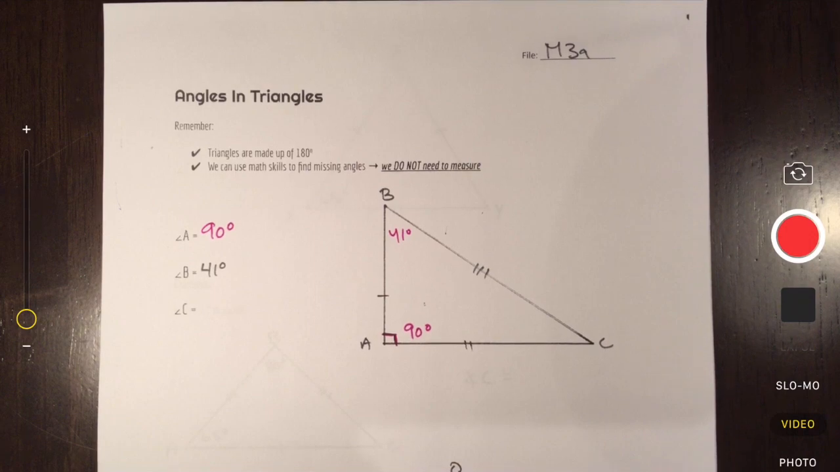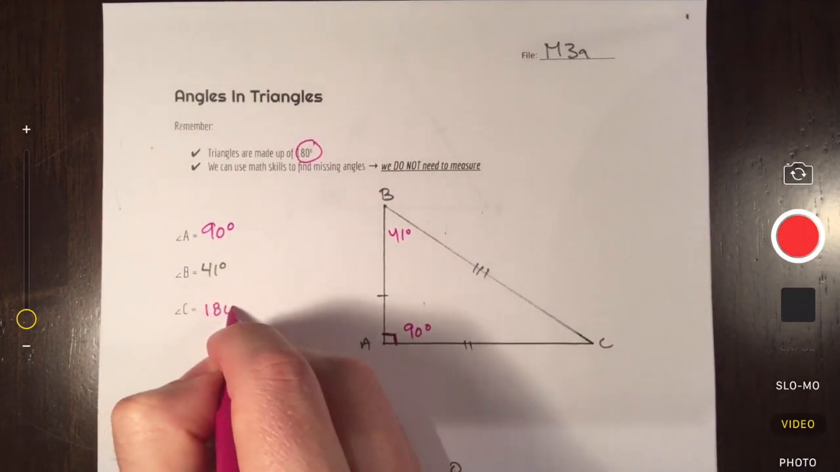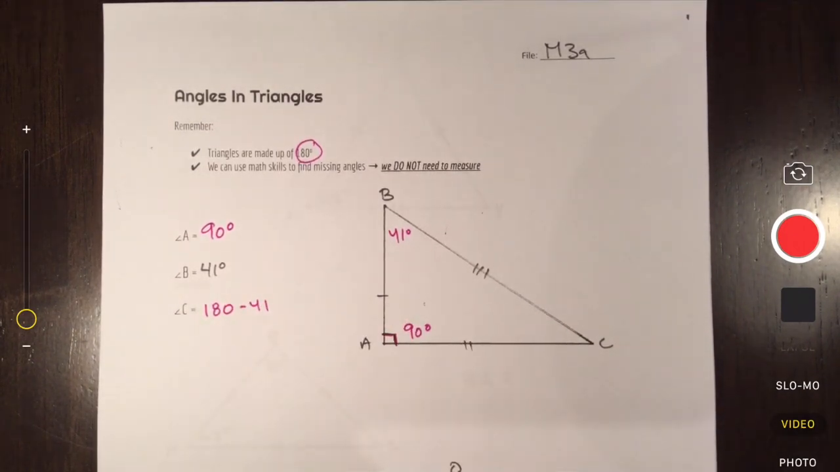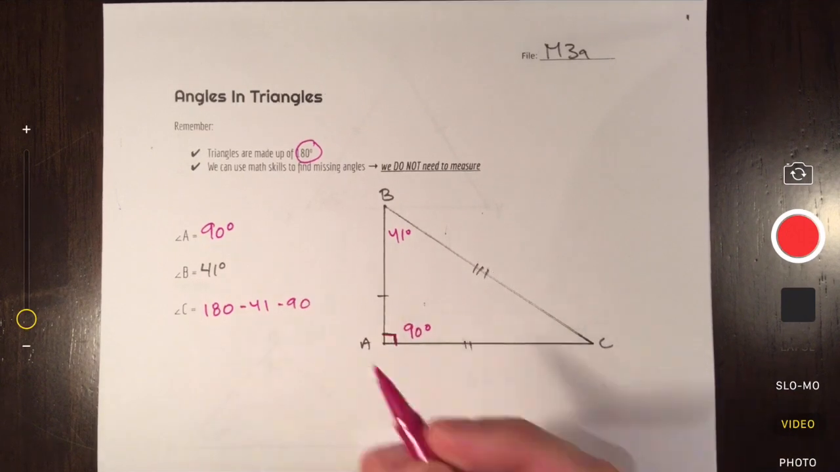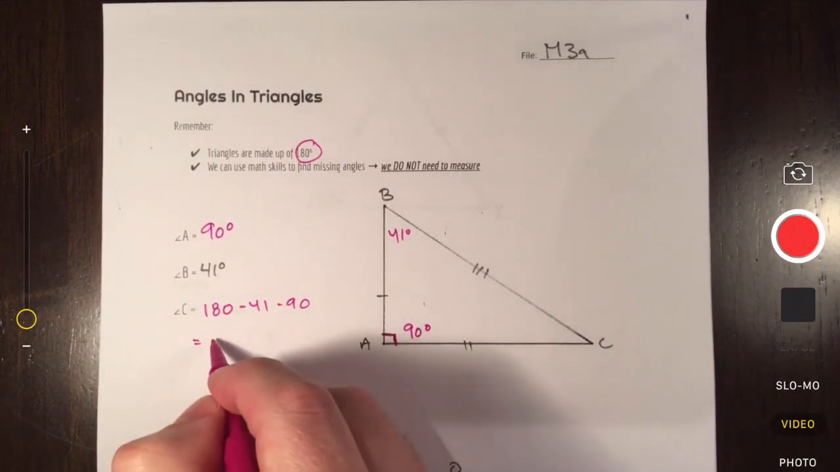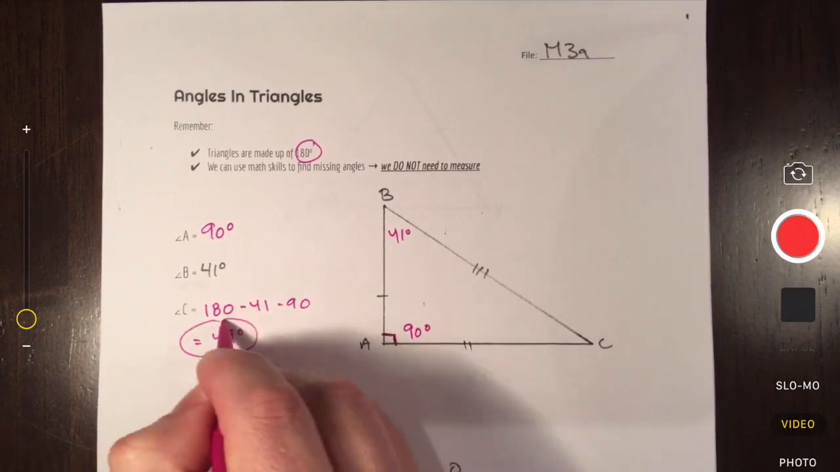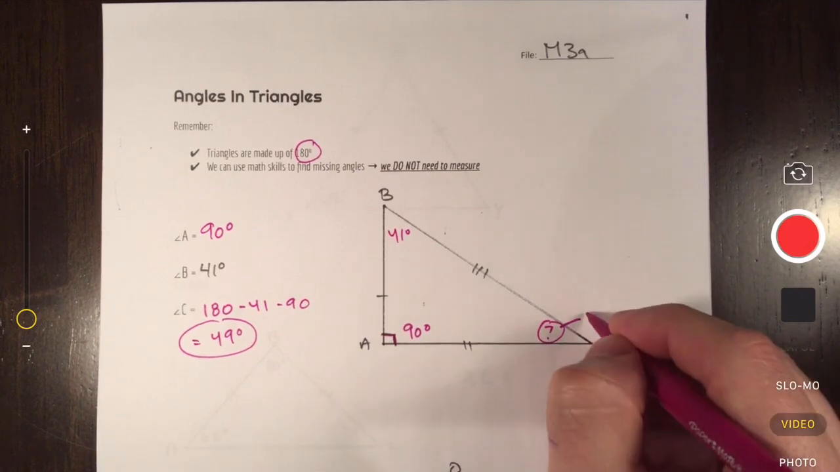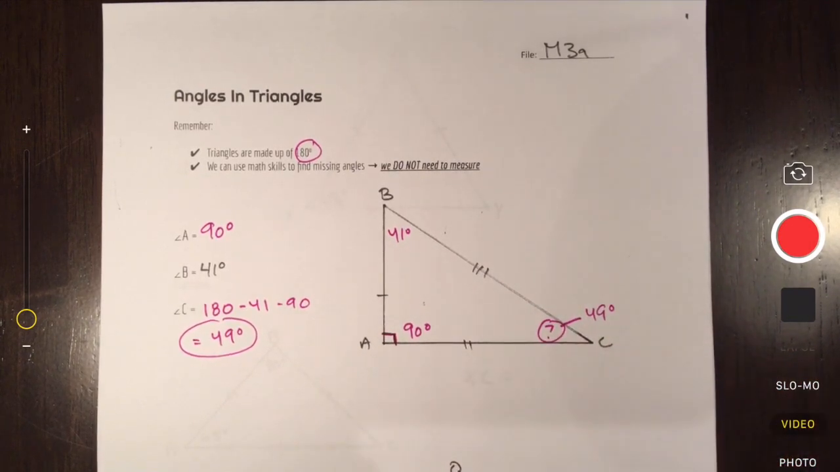Now in order to figure out the measurement for angle C, again, we know that in our triangles we have 180 degrees total. So if we take our 180 degrees and we subtract the 41 from angle B and the 90 from angle A, what we're going to be left with for a measurement at angle C is a measurement of 49 degrees. So when we were looking down here for angle C, we've calculated a measurement of 49 degrees.